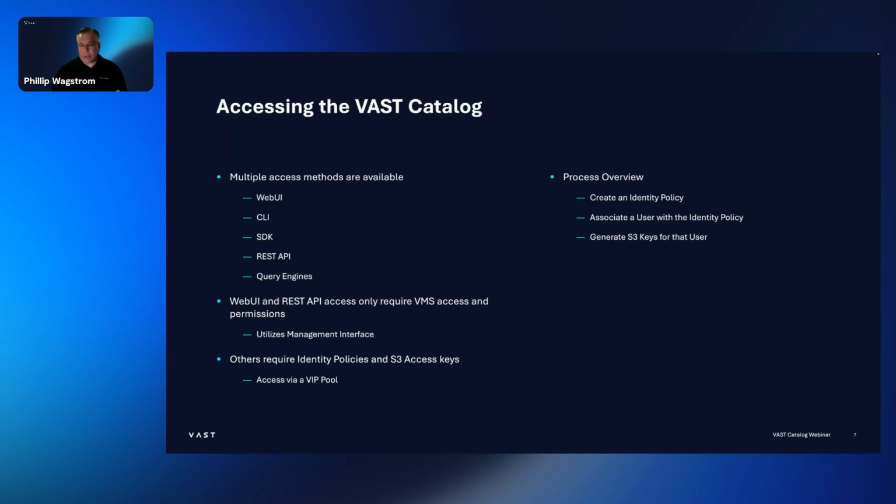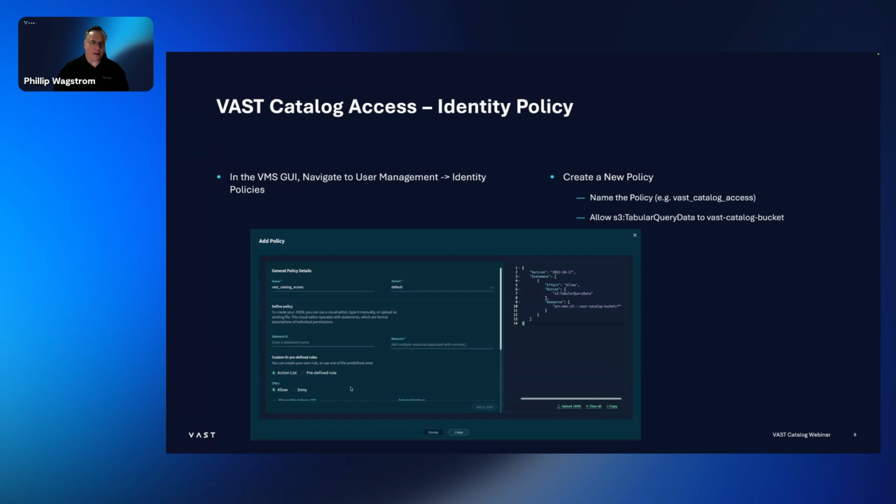So setting this up, again, is going to be relatively simple to do, and it's outlined in the documentation for VAST. But basically, the process is you create an identity policy, you associate a user with the identity policy, and then generate the S3 access keys for that particular user. So let's talk about what needs to be done here and how that gets done.